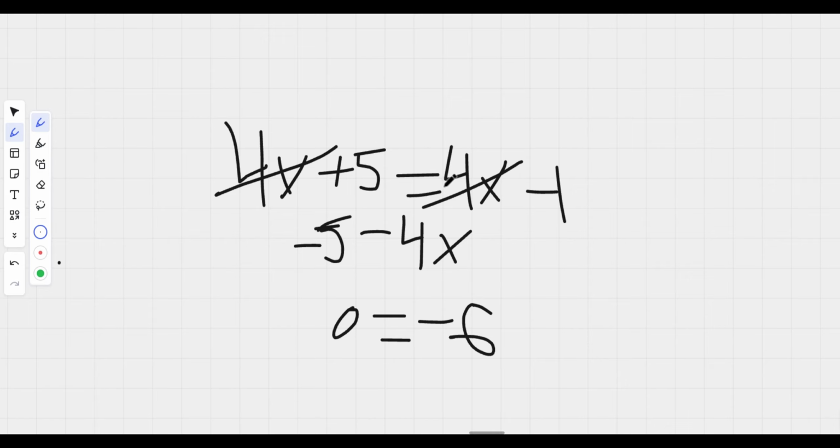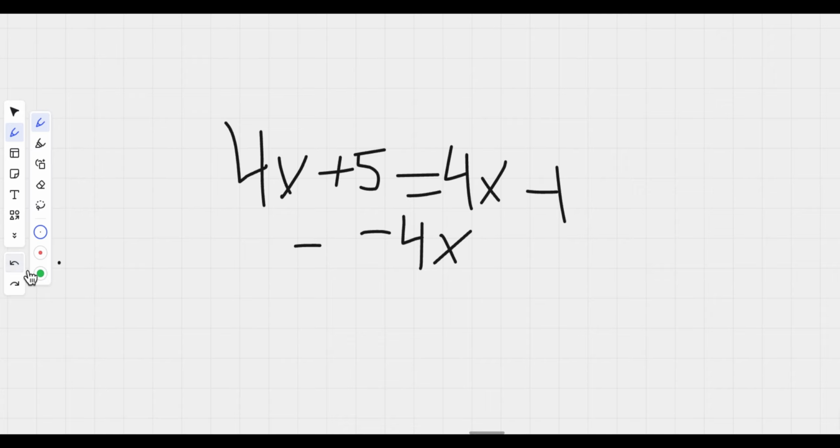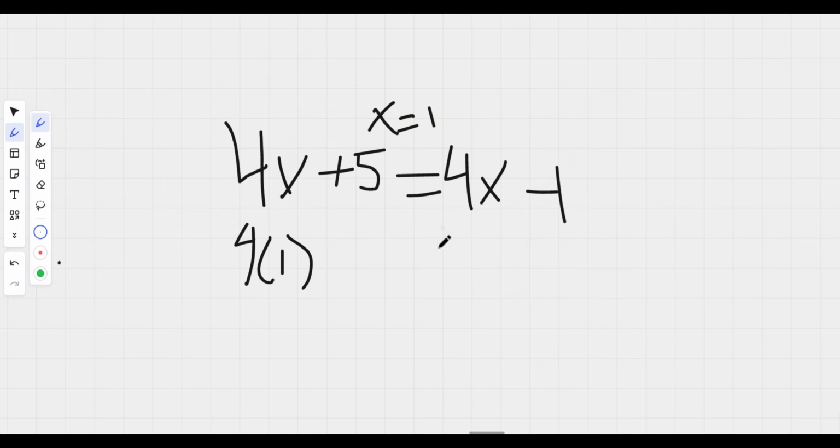4x plus 5 cannot equal 4x minus 1. No matter what number you put into x, it will never work. So let's just put in 1. All we did here was just make x equal to 1.